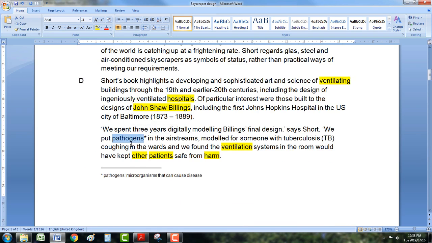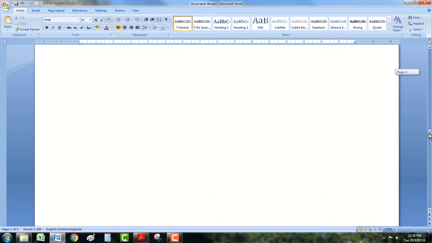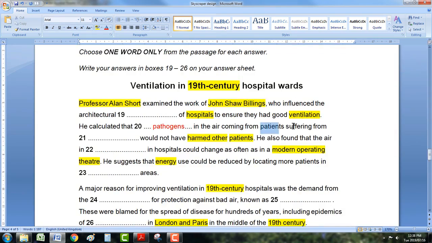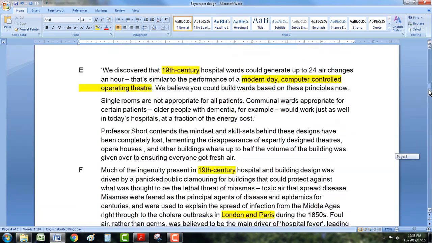This word, the strange word, pathogens. Here's the definition of pathogens. So it was the pathogens in the air. So it wasn't too bad because that preposition phrase helped you. Right, so then patients suffering from something would not have harmed other patients. The pathogens coming from the patients would not have harmed other patients.